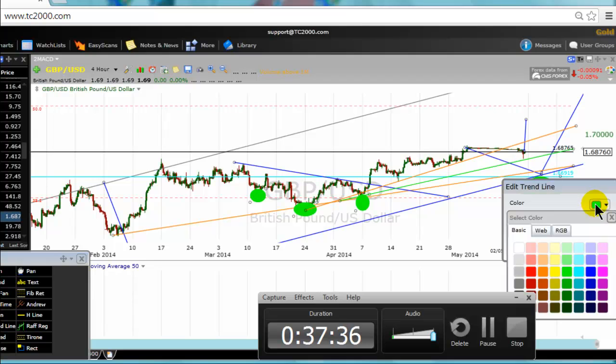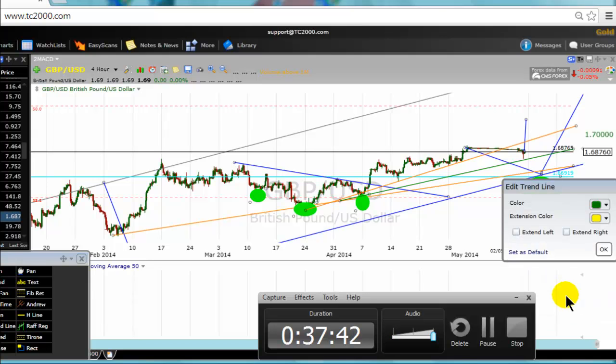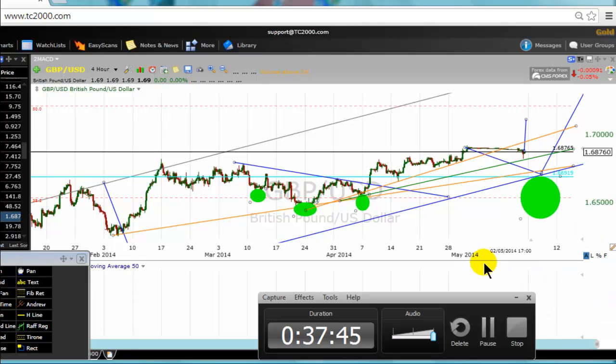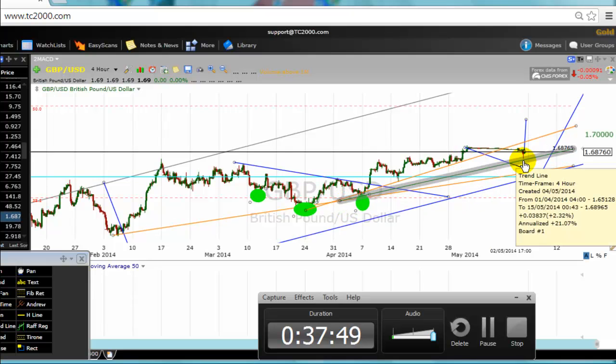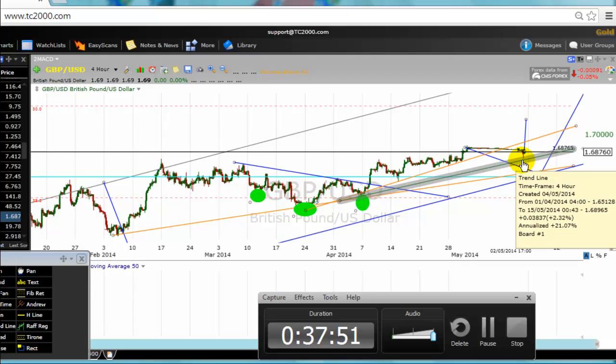I don't like that color green there. I'll use a dark green. Yes, that's not bad. So that's the median of this angle here. You see that's where it's retesting now. That's the median of this angle.